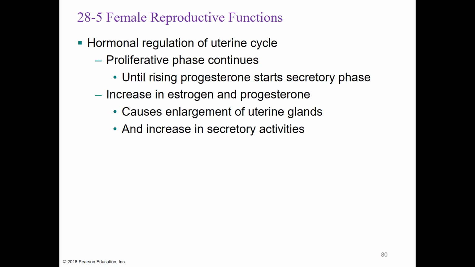The proliferative phase will continue until rising progesterone starts the secretory phase. An increase in estrogen and progesterone will cause enlargement of the uterine glands and an increase in secretory activity. So this is when our uterine lining is at its very thickest.